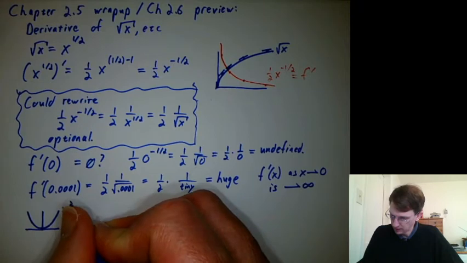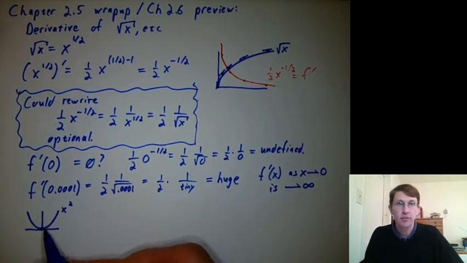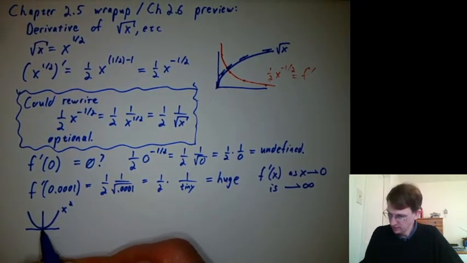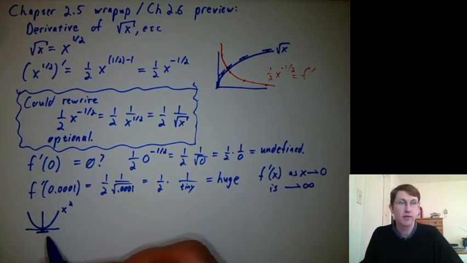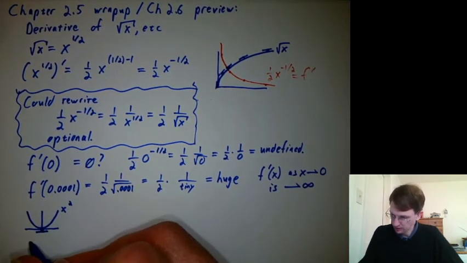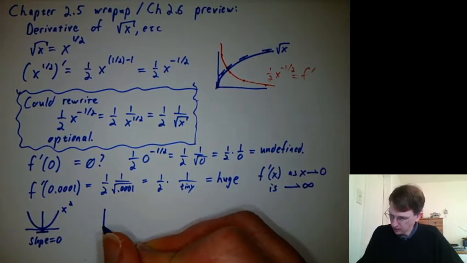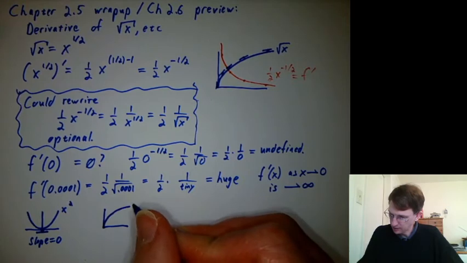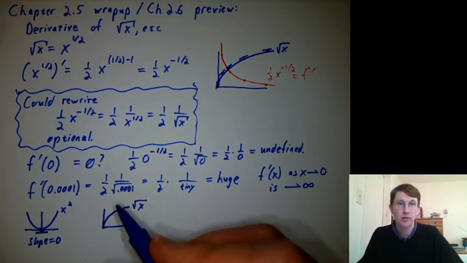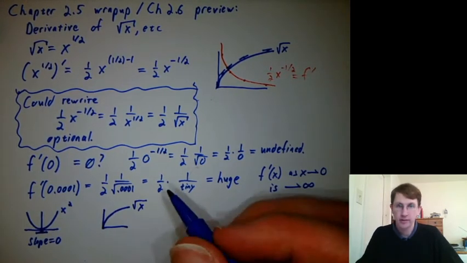Another way to think of that is, let's think of a parabola. Here's x squared. What's the slope of the tangent line at the origin? It's perfectly flat at the origin, so it has a slope of 0. And then think about square root of x, it's basically a sideways parabola. So it's a parabola flipped around the y equals x line.